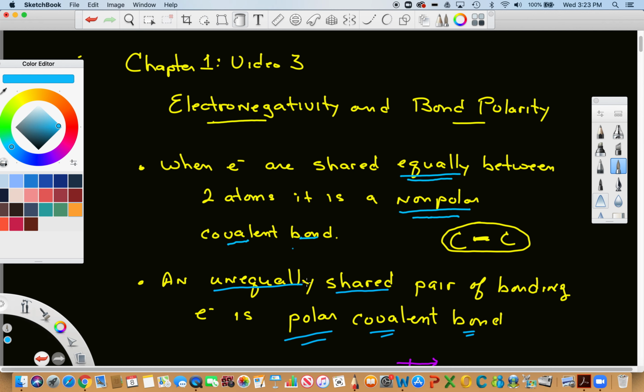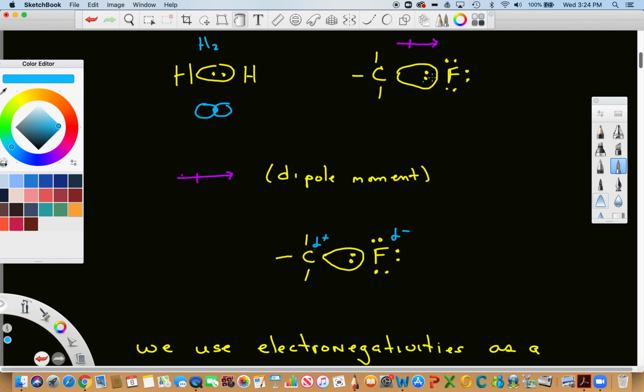Or if I have a carbon to a fluoride, the electrons are going to be closer to the fluoride than they will be to the carbon. That's going to give this fluoride a slight negative charge, a delta. And this carbon is going to have a slight positive charge.